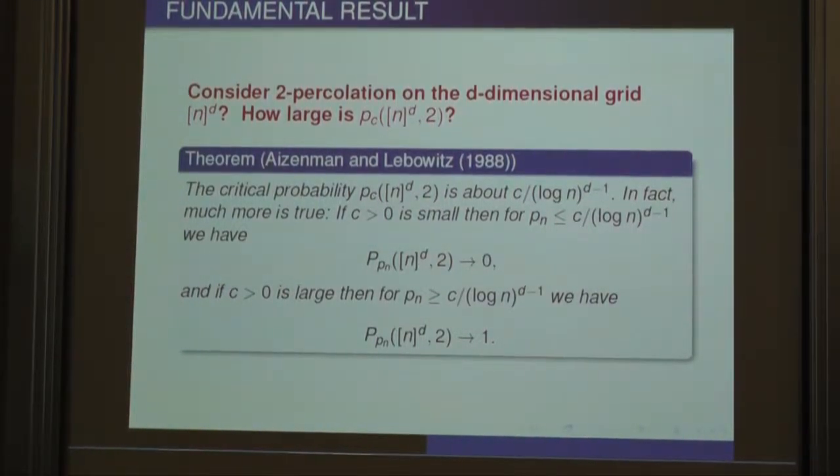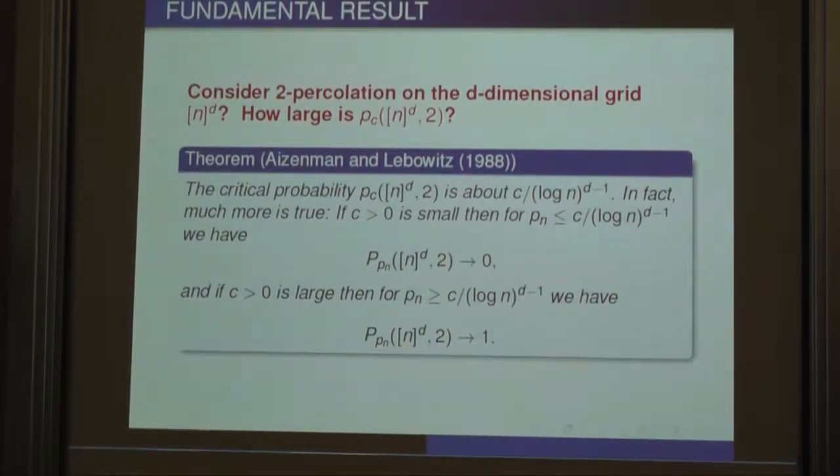Now the basic result, which woke up physicists, that actually the finite case is the interesting bit, is this result of Aizenman and Lebowitz, two statistical physicists, who proved that on the d-dimensional n by n by n grid with infection parameter 2, the critical probability is about some constant over (log n) to the d minus 1.